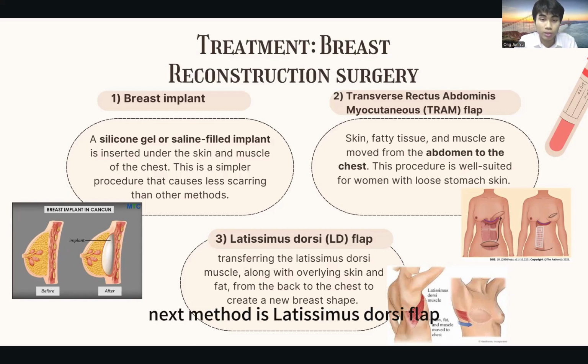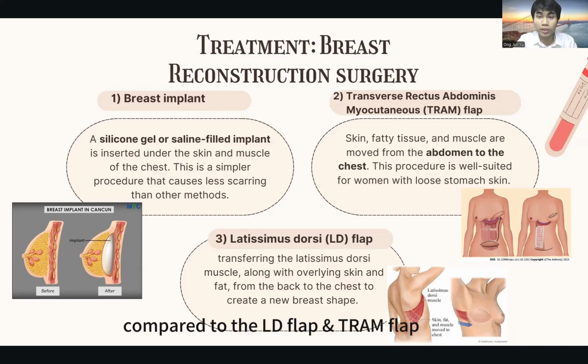The next method is the latissimus dorsi flap. The latissimus dorsi is a muscle located at the back of our body, and the procedure involves transferring the latissimus dorsi muscle along with the overlying skin and fat from the back to the chest to create a new breast shape. Compared to the LD flap and TRAM flap, the recovery phase for the TRAM is longer and for the LD flap is shorter, because the TRAM involves a larger soft tissue transplant compared to the LD flap.